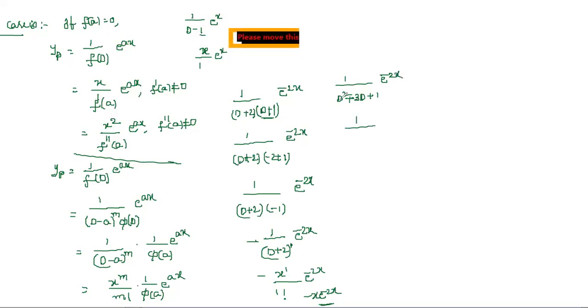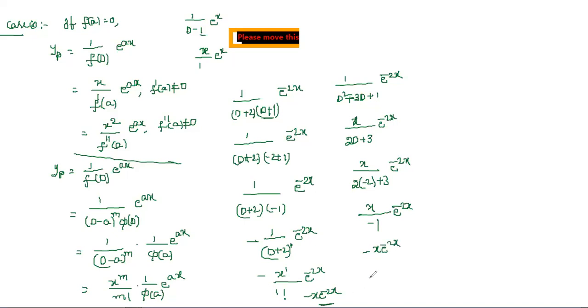Here, if you apply the derivative for this, D squared plus 3 into e power minus 2x. When you're applying the derivative, we need to write x by. So 2 into, here you need to substitute D as minus 2. So minus 2 squared plus 3, into e power minus 2x. So x by, minus 2 into 2 is minus 4, plus 3, minus 1, into e power minus 2x. So that is nothing but simply minus x into e power minus 2x.